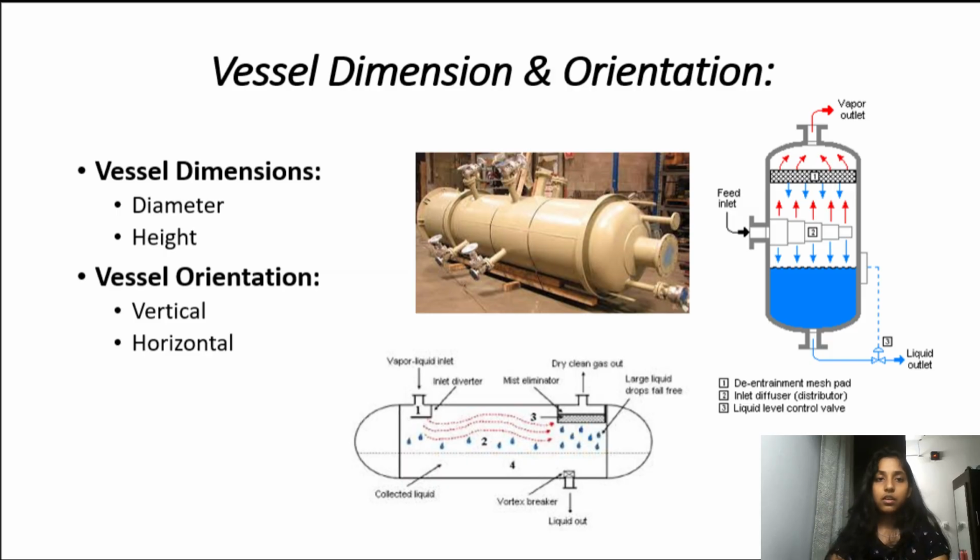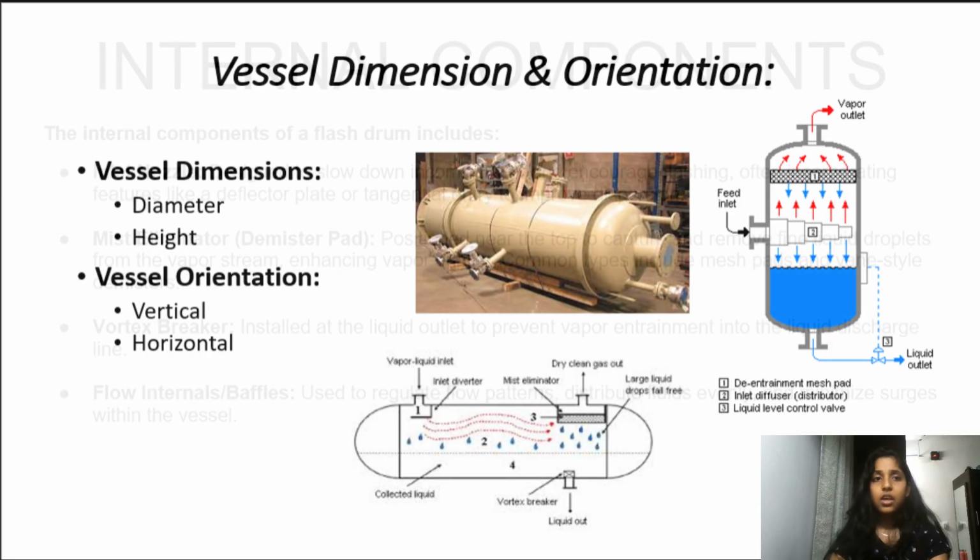Most of the time, we use a vertical vessel. Why? Because gravity does half the work for us. It pulls the liquid down. However, sometimes we have to go horizontal. We'll choose that if we have got a lot of liquid relative to the amount of vapor.